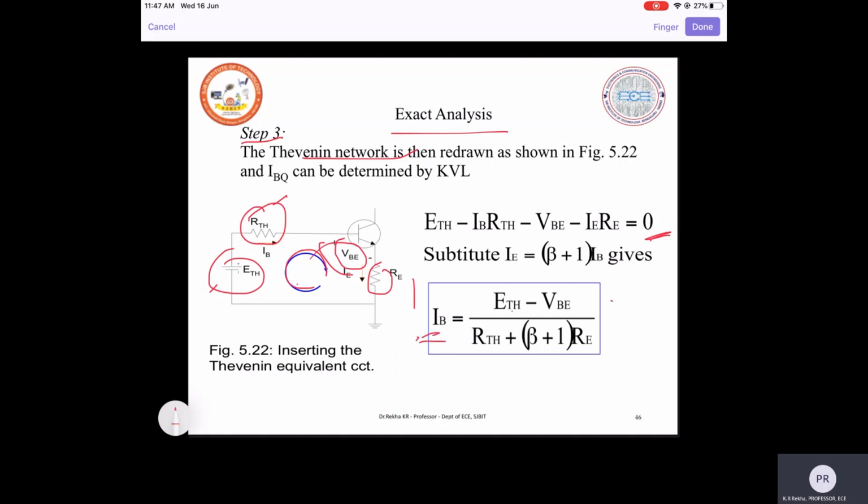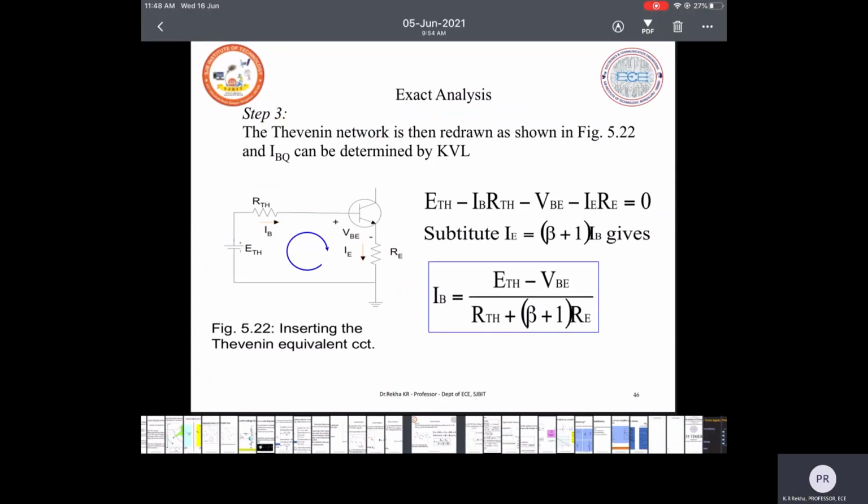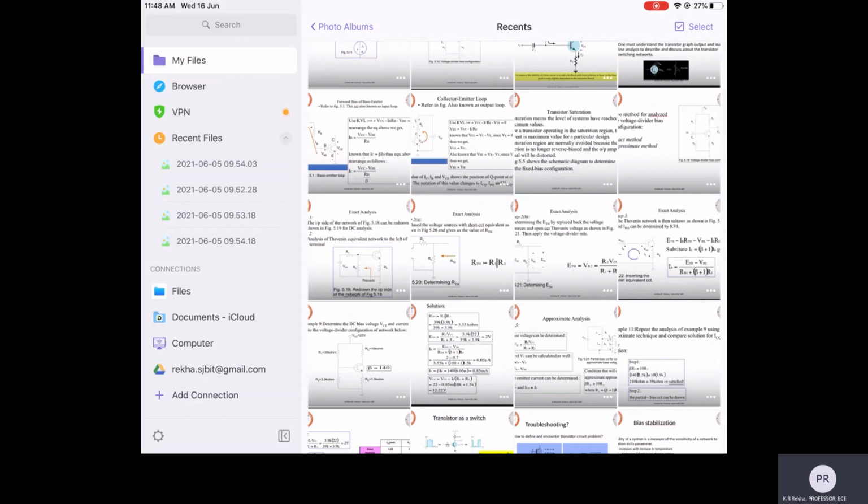IB is VTH minus VBE by RTH plus beta plus 1 into RE. VTH minus VBE by RTH plus beta plus 1 into RE gives the answer. So this is regarding transistor biasing, that is voltage divider bias with the problem.